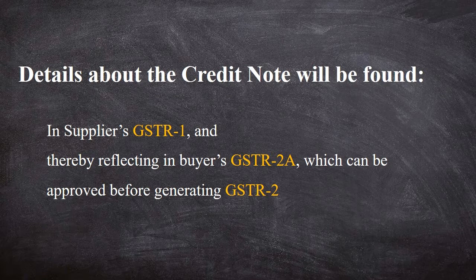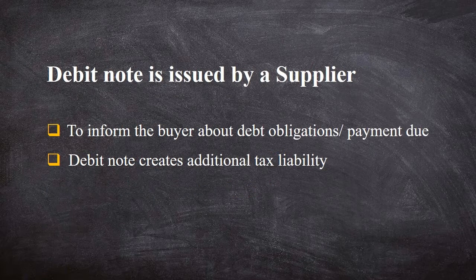Moving on to debit note. A debit note is a document issued by a supplier to inform the buyer of current debt obligations. The issuance of a debit note or a supplementary invoice creates additional tax liability. The treatment of a debit note or a supplementary invoice would be identical to the treatment of a tax invoice as far as returns and payment are concerned.